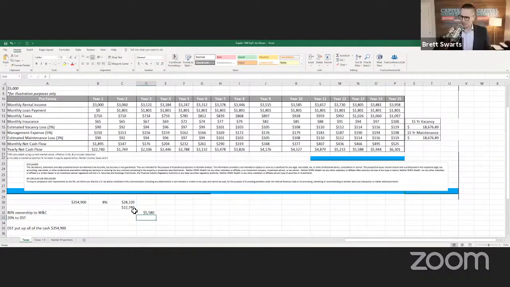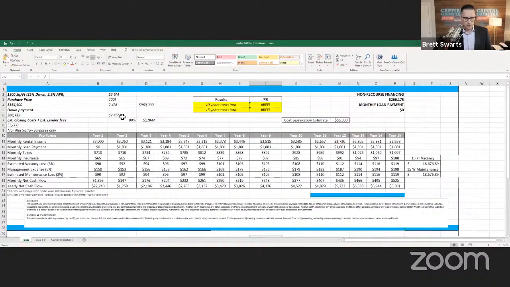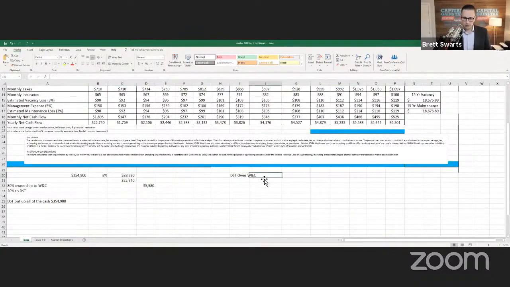Now you might question me, well, does Warren and Cat get paid at all? Well, yeah, they can receive this $22,740. It goes to the DST, and the DST pays them, because the DST, by the way, let's also do this, DST owes WNC. What do they owe? Well, we did the numbers up here. Approximately 2.45 million would be in the trust at 8%. So $2,450,000 at 8% is $196,000 per year.